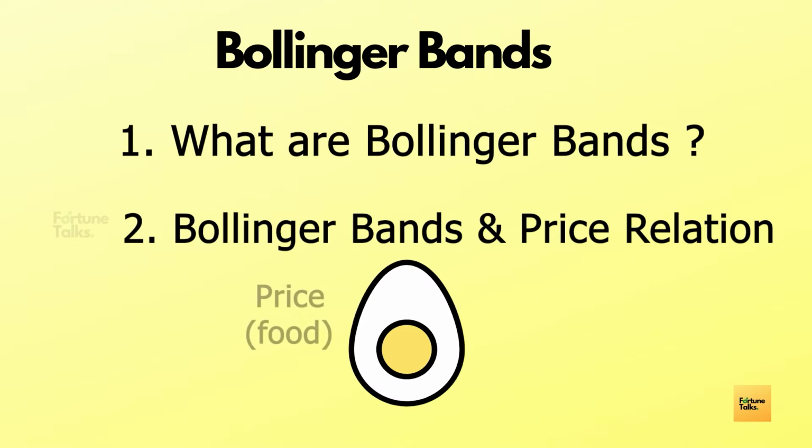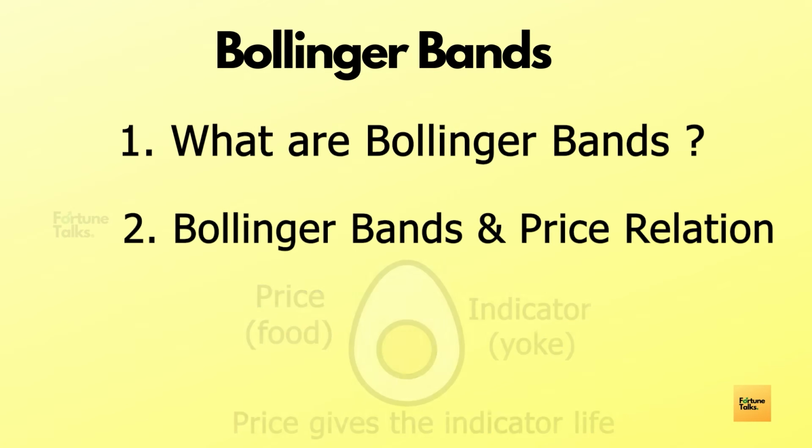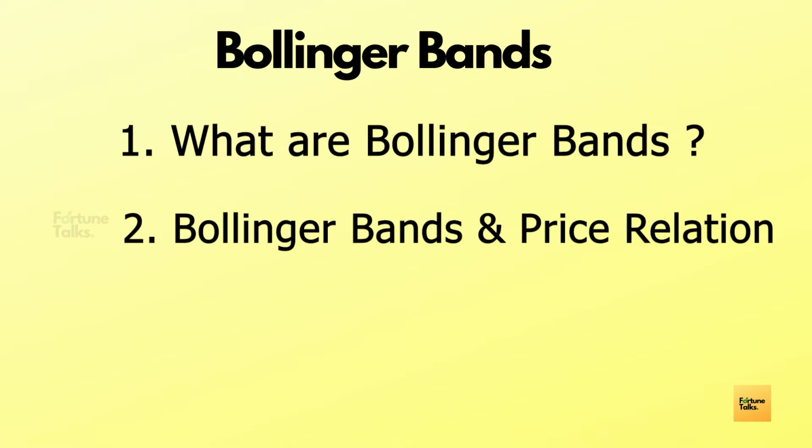So we all know that price is supreme and all indicators are derived from prices. So if we understand the relation of an indicator with a price, then we can understand the nature of an indicator, because there are different types of indicators available. There are trend indicators, there are momentum indicators, there are volatility indicators. So if we understand this relation, we can understand the nature of an indicator.